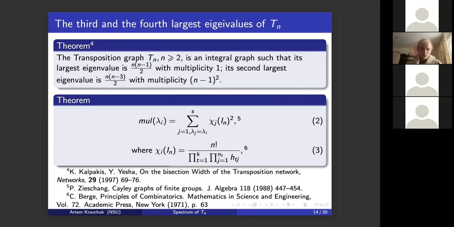Okay, and now we need to use this theorem. This theorem is about how to calculate the multiplicity of some eigenvalue. The multiplicity of lambda is equal to the sum over partitions which correspond to eigenvalue lambda of this expression, where I is equal to this huge expression, and how this expression is calculated is easier to explain with an example.